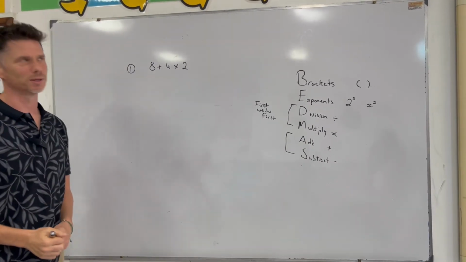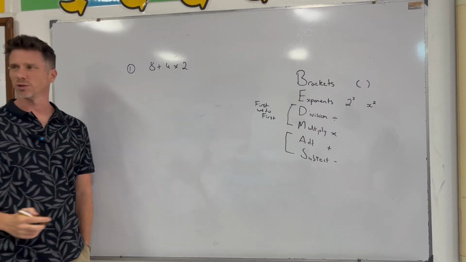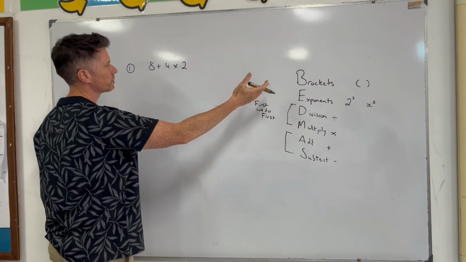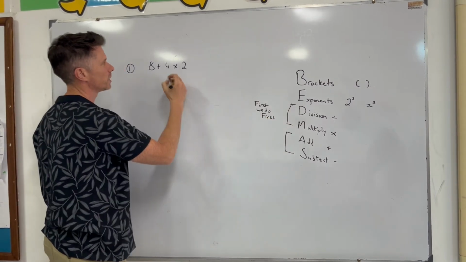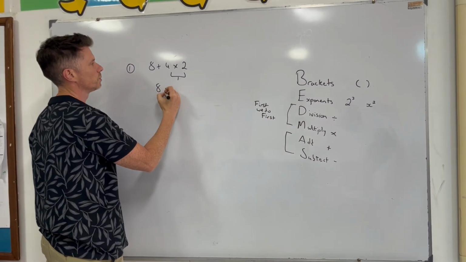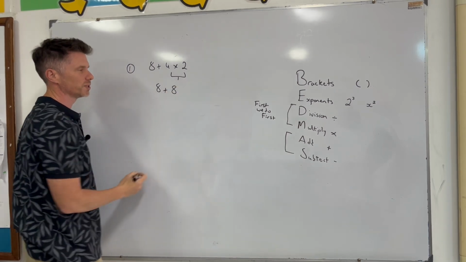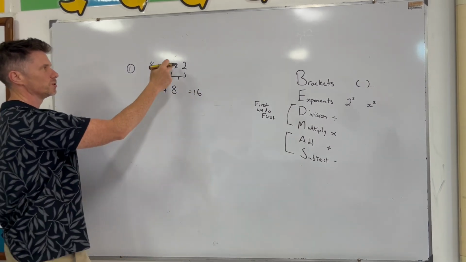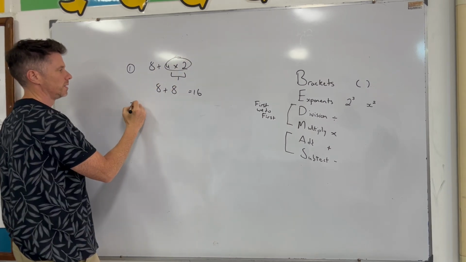Okay, so which do I do first? Multiplication. I look at my order. If there are any brackets, there are none. There are no exponents. There's division and multiplication. I do this first. So I have 4 times 2 first, and then I do my addition to give 16. So that just tells me to do this bit first.